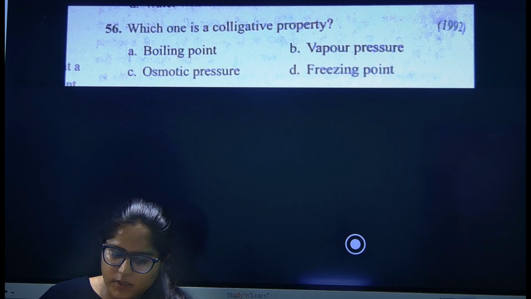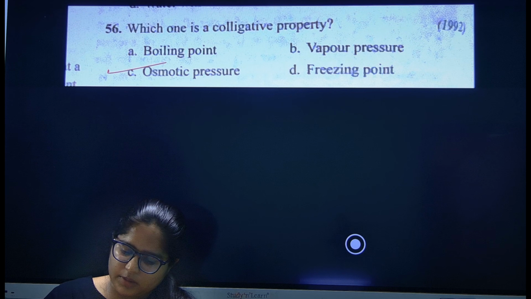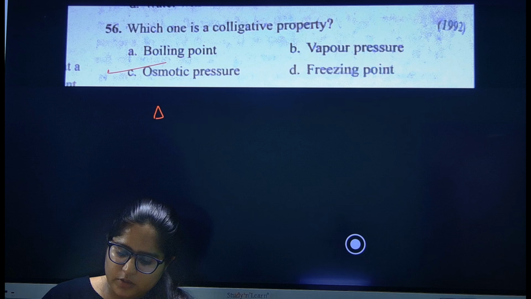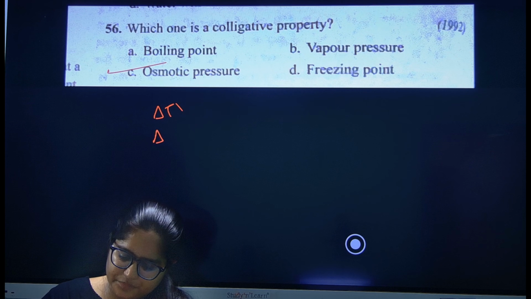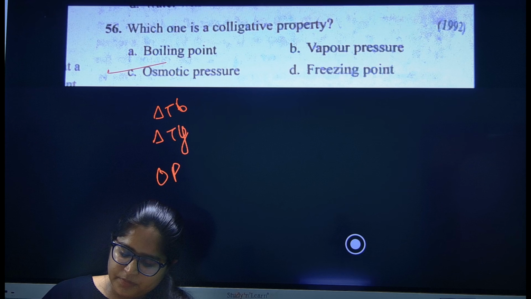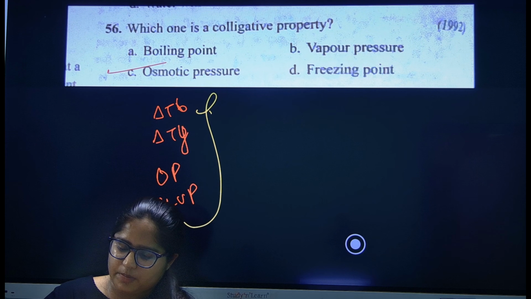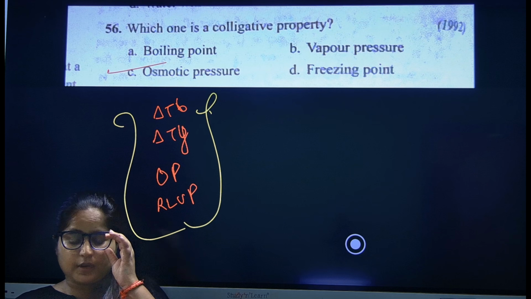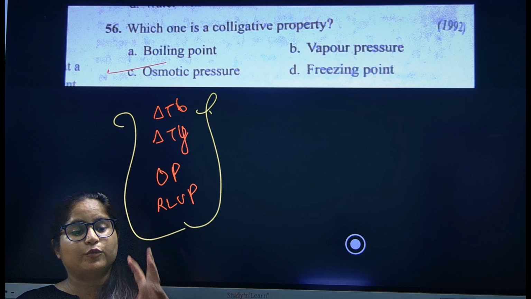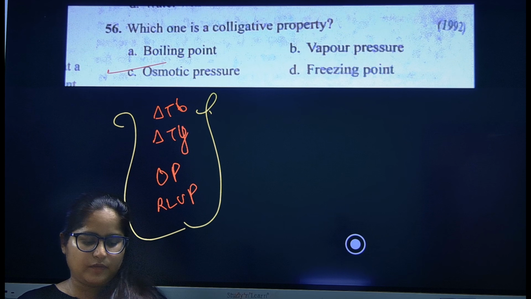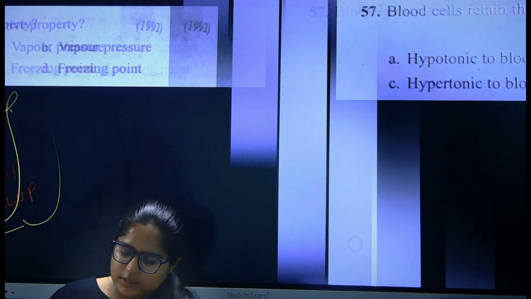Which one is a colligative property? Boiling point, vapor pressure, freezing point, osmotic pressure. So what are the colligative properties? Delta TB, delta TF, osmotic pressure and RLVP. These are the four colligative properties we are studying. So if other points are given and all 4 are in the options, we will take that 4. Now let us see here next.